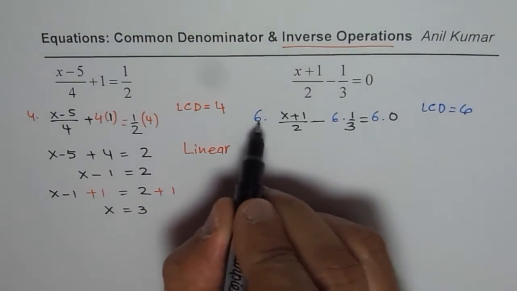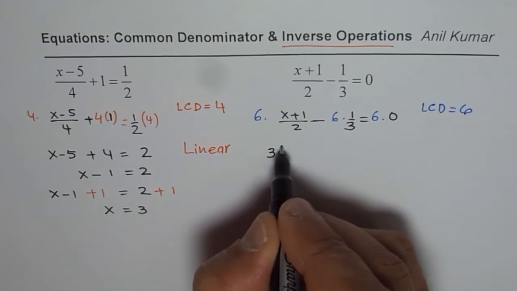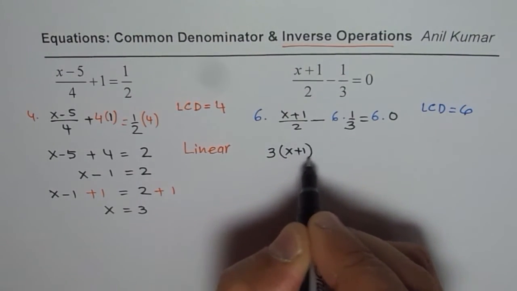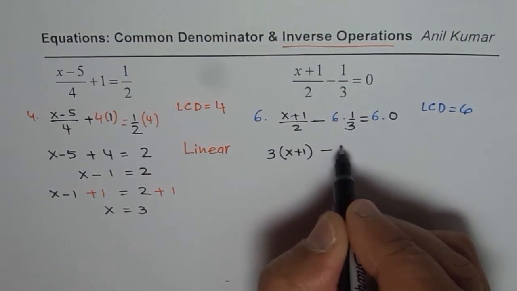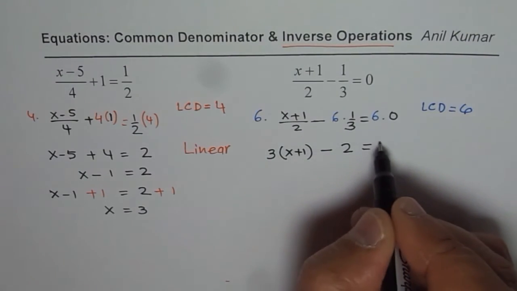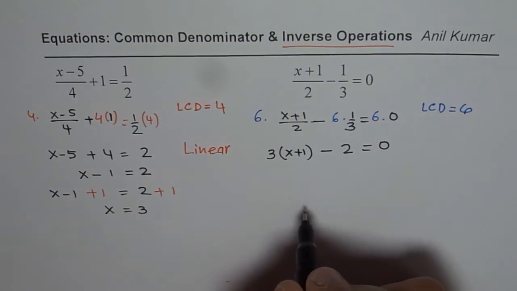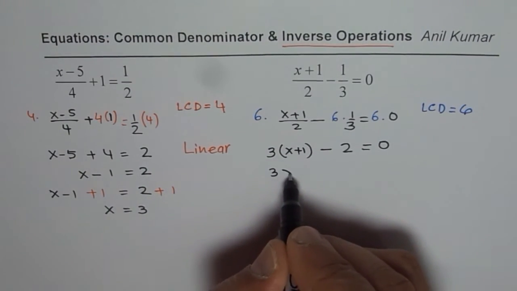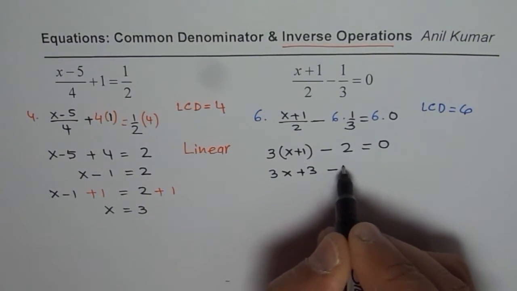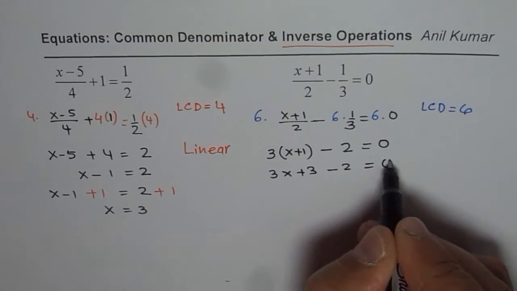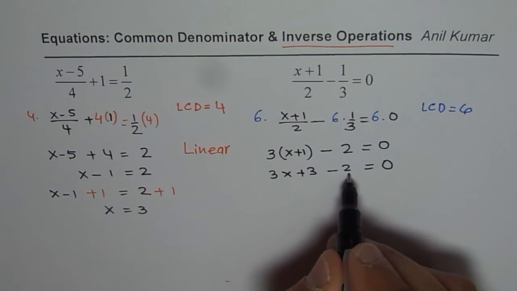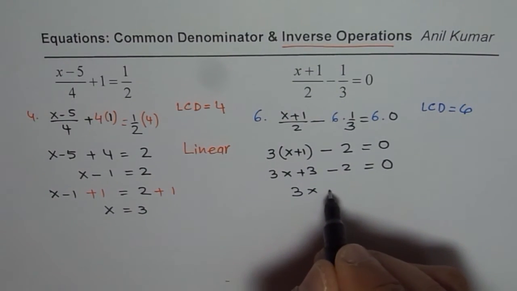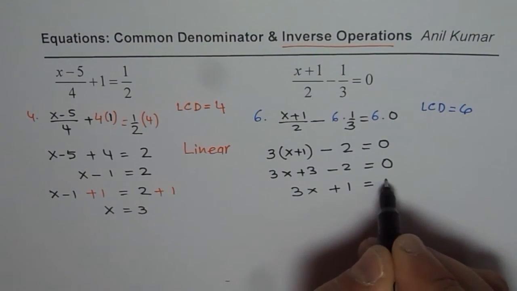If you divide 6 by 2, you get 3. So basically you get 3 times (x + 1) minus 6 divided by 3 is 2, equals 6 times 0 is 0. Let's open the bracket. That is the distributive property. So we have 3x + 3 - 2 = 0. Combine the numbers. So we have 3x + 1 = 0.